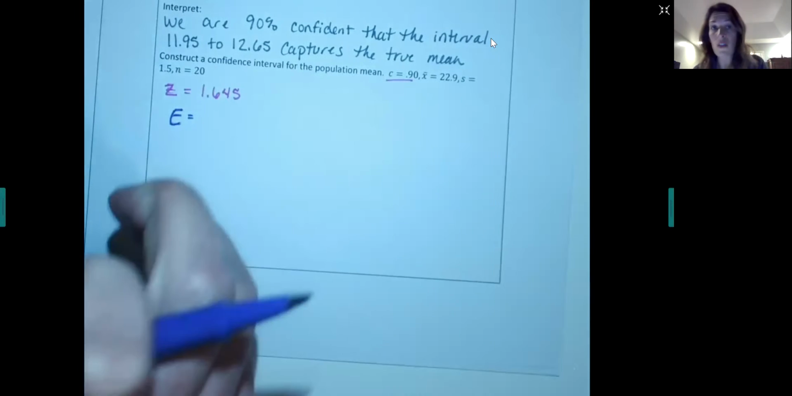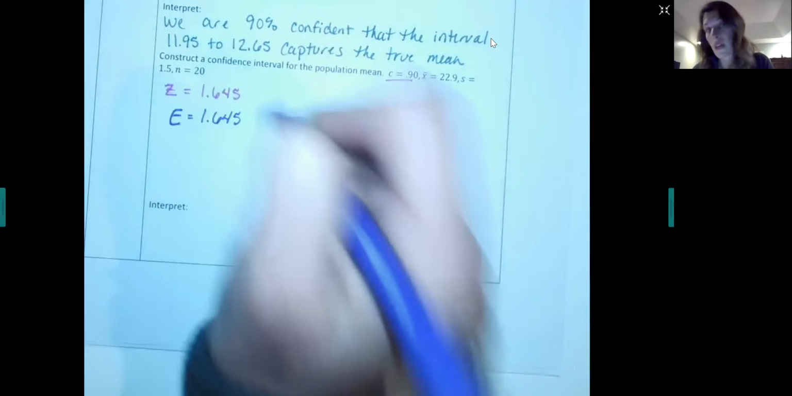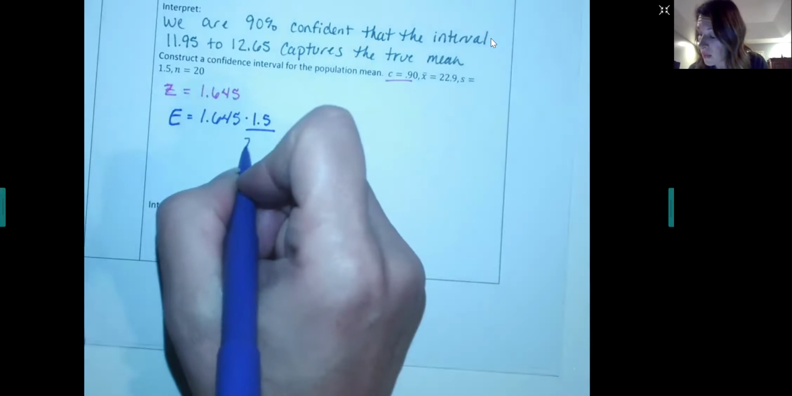So my margin of error, my pen is dying, hold on. My margin of error is going to be equal to my z-score, 1.645, times my standard deviation, divided by the square root of my sample size. When I put that into my calculator, I'm going to get 0.55.